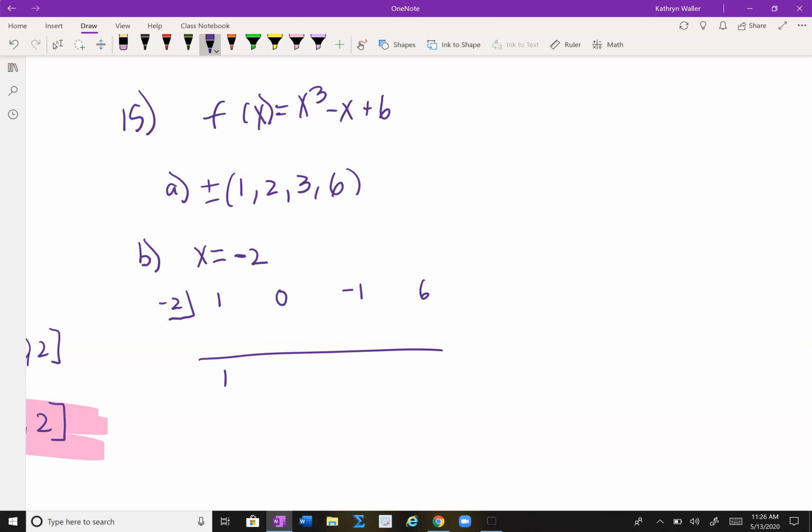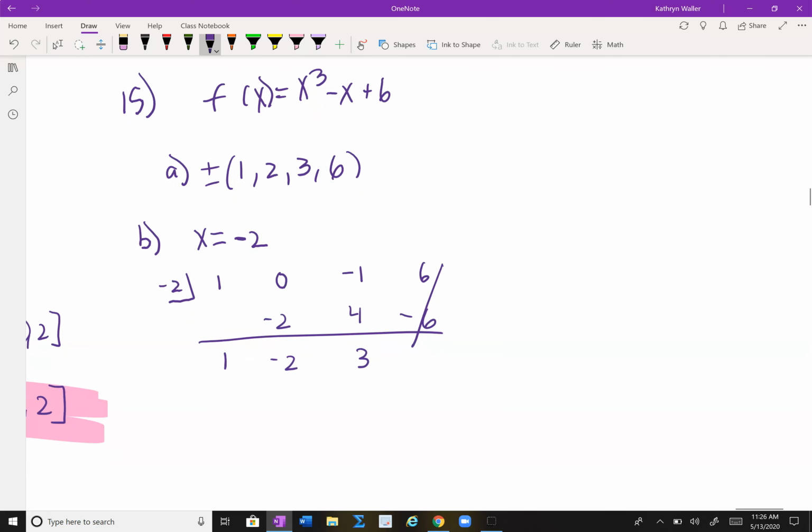So the 1 comes down. 1 times negative 2 is a negative 2. 0 and a negative 2 is a negative 2. Negative 2 times negative 2 is a positive 4. That gives me a 3. 3 times negative 2 is a negative 6, and I got no remainder.